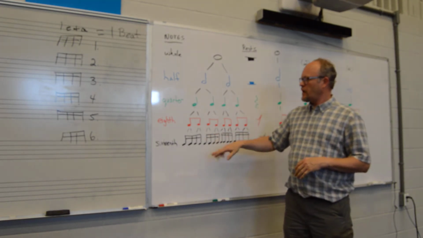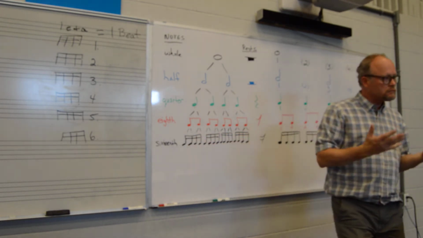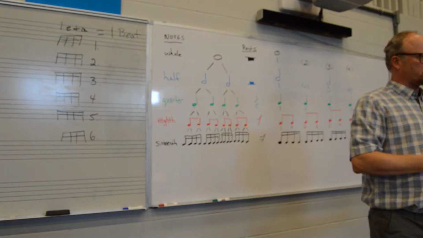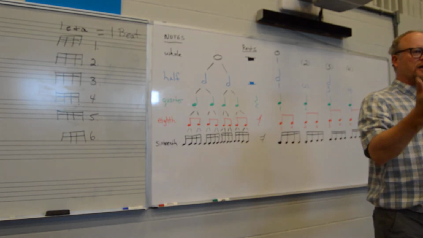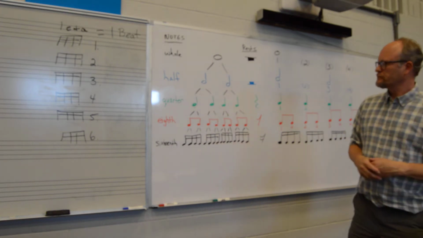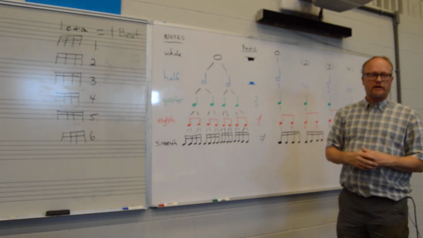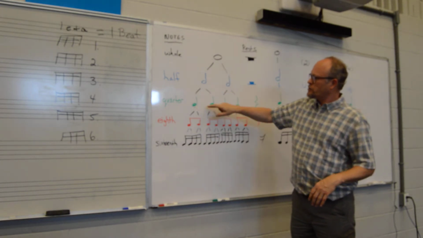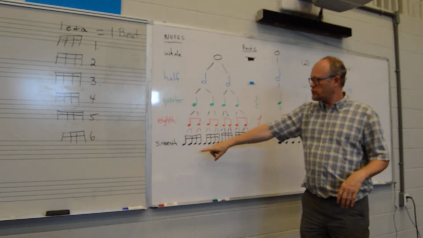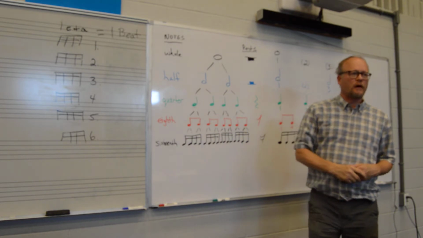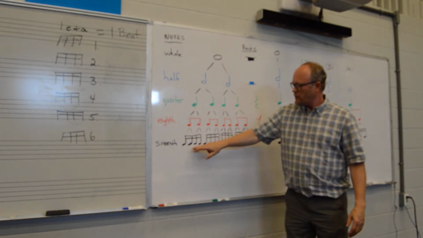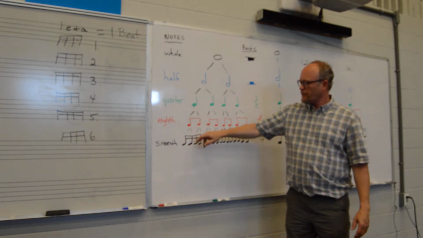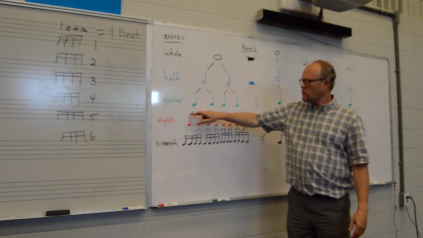Now let's get down to the last one. How many 16th notes equals 1 8th note? If you follow the tree, there it is. 2 again. So 2 equal 1, 2 equal 1, 2 equal 1, 2 equals 1. All right, very good. So we have 4 16th notes equals 2 8th notes equals 1 quarter note.